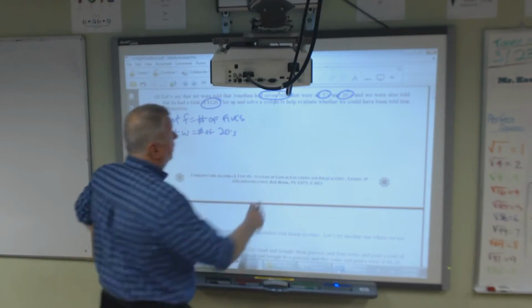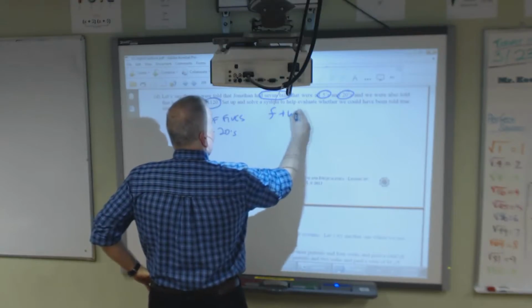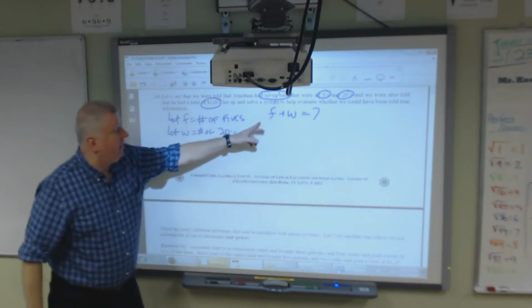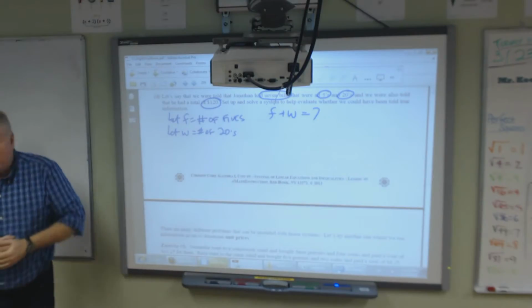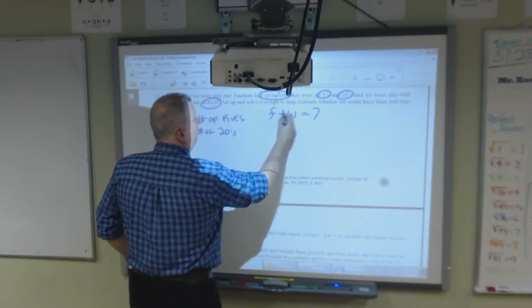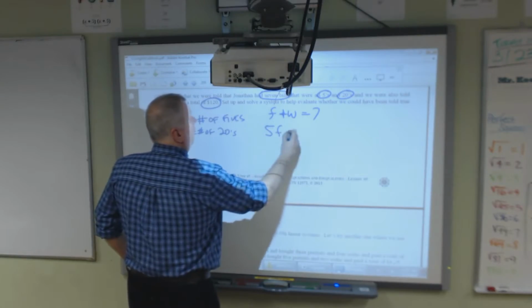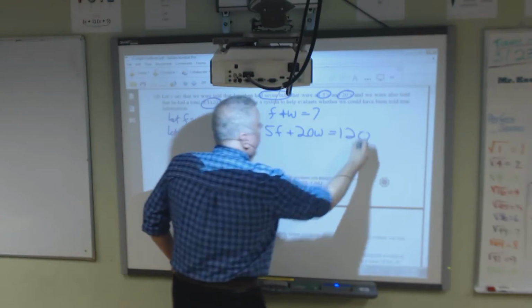F plus W equals 7. Yeah, I'm using W. Good, that's it. F plus W equals 7. However many 5s, if you add that to however many 20s, it has to add up to 7, because that's how many he has. So that's our first equation. And then 5F plus 20W equals 120. There you go. Perfect.